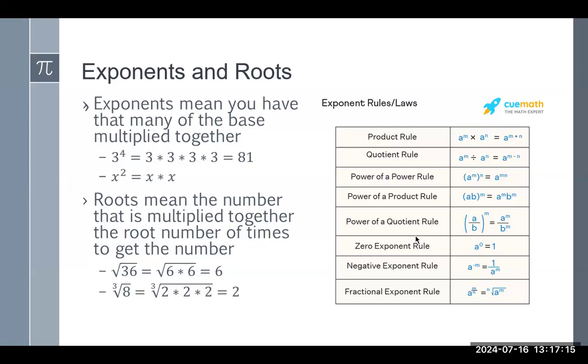Now we have the power of a quotient rule. So suppose you have a to the power of m divided by b to the power of m. You can simplify that by putting parentheses around the whole fraction and just putting that exponent up there. Now this only works as long as you have the same exponent. So this does not work if you have a to the power of m divided by b to the power of n.